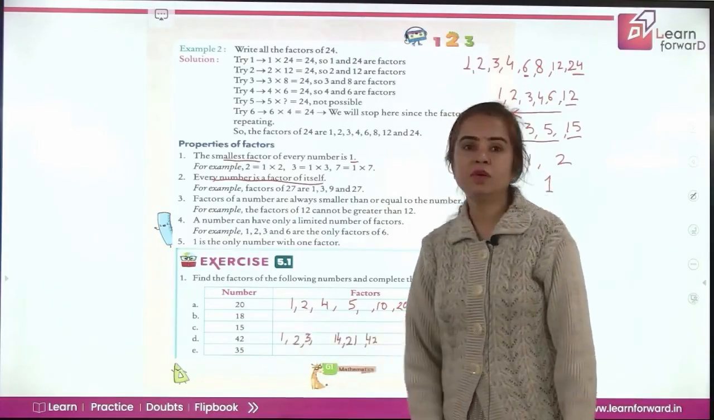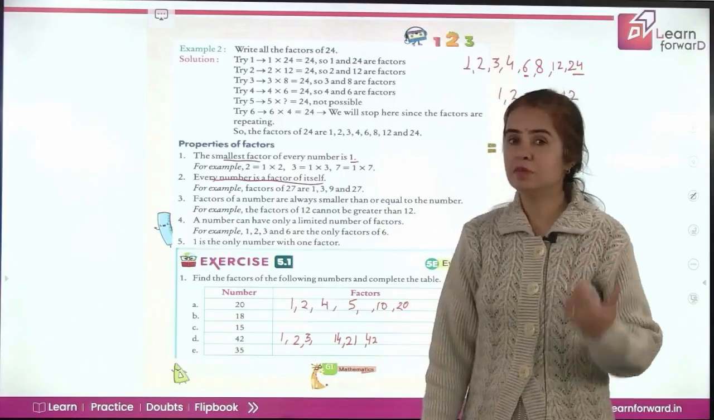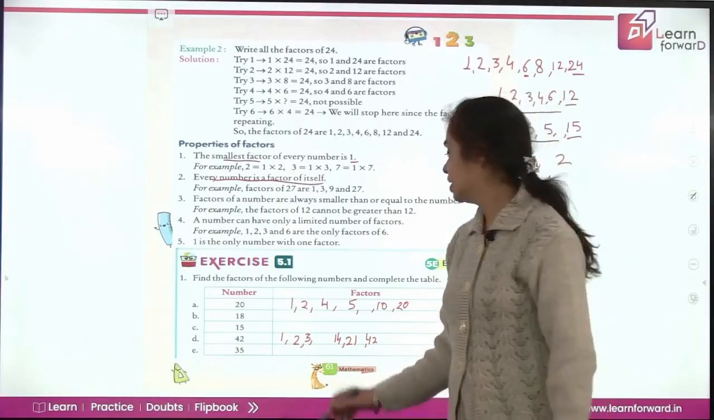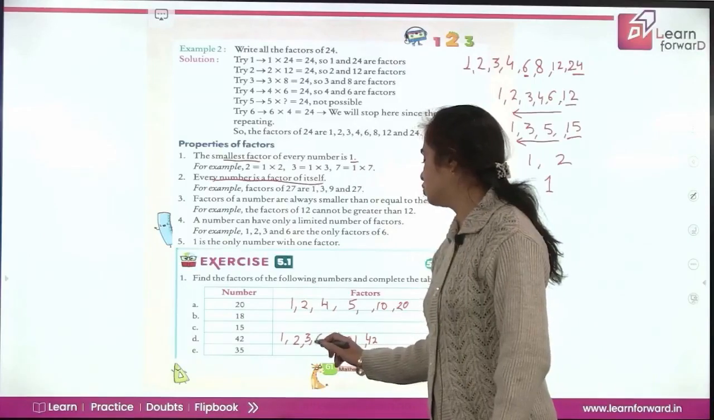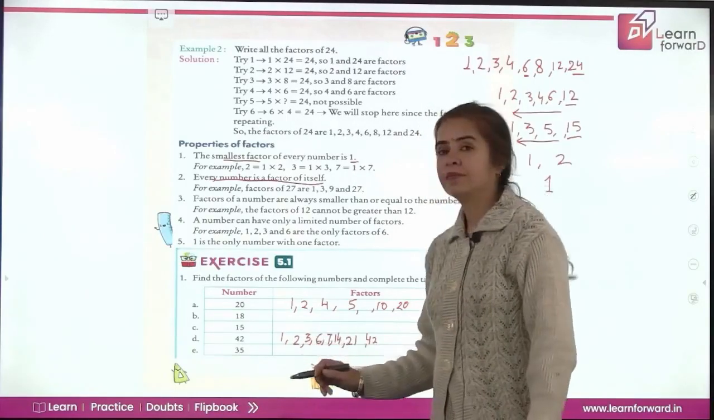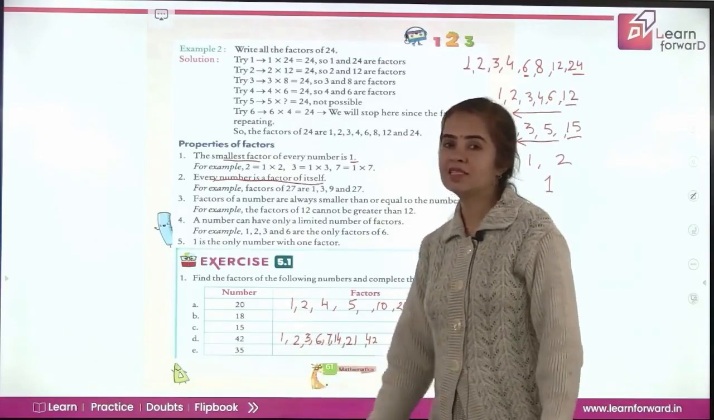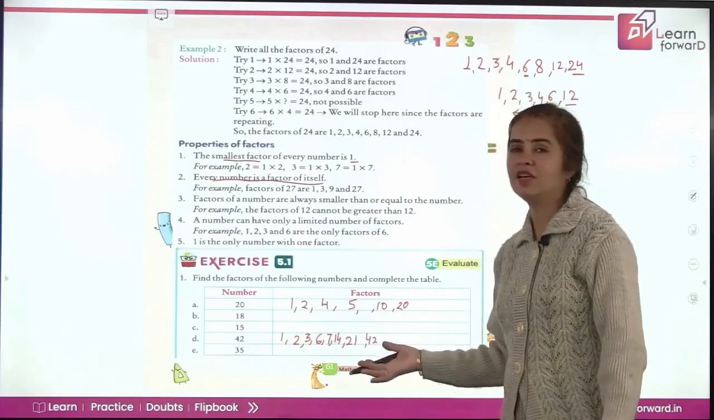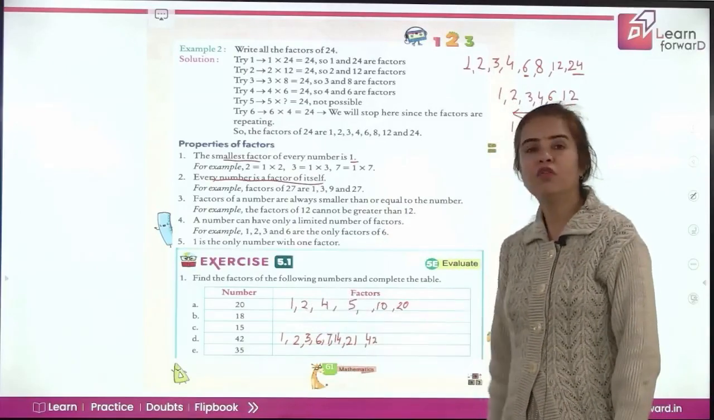Now, is it divisible by 4? No. Is it divisible by 5? No. Is it divisible by 6? Yes. 6 sevens are 42. So, from the beginning 6, from the end 7, and the two numbers are just consecutive numbers. The search ends here. So, here you have the list of all the factors of 42.